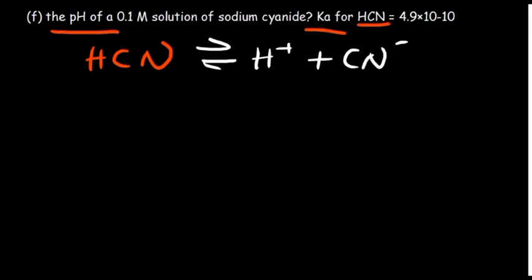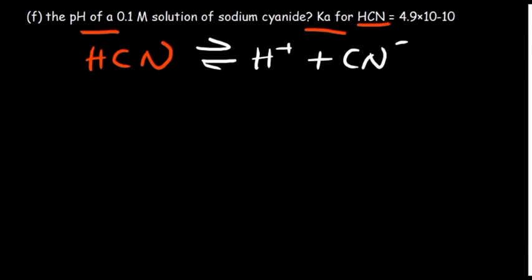So we're trying to find the pH. What was the concentration of the sodium cyanide? The concentration initially was 0.1 molar. Of course, I'm not showing the sodium cyanide; it's just a matter of adding a sodium there, but it has no role in the calculations.